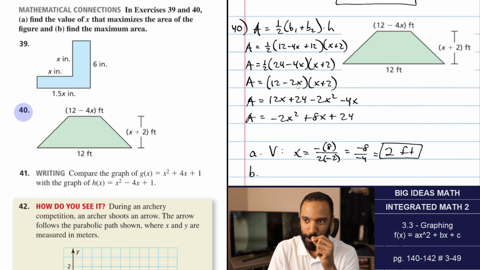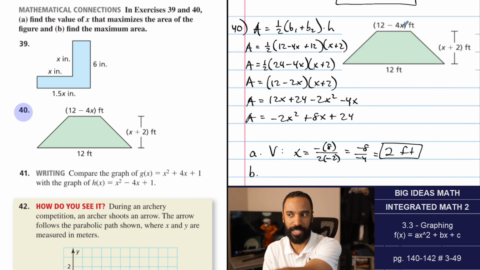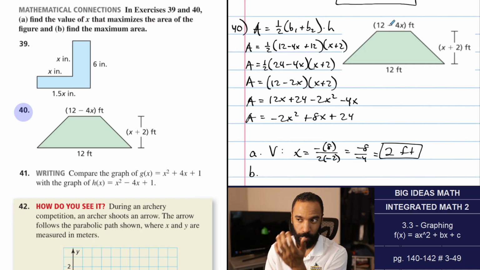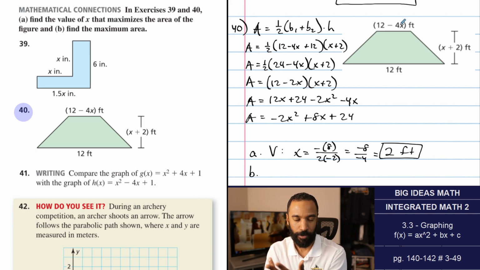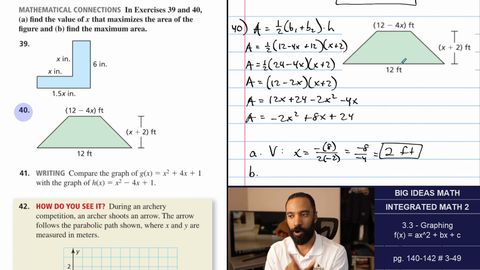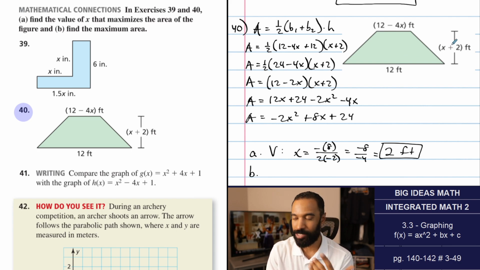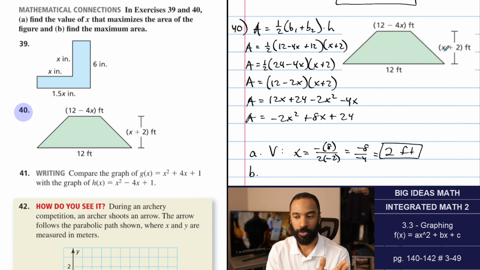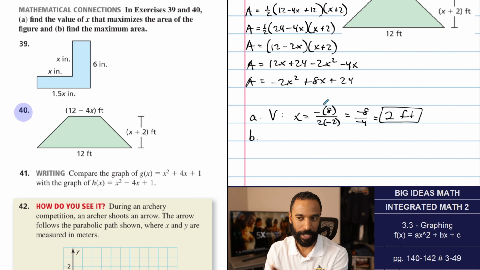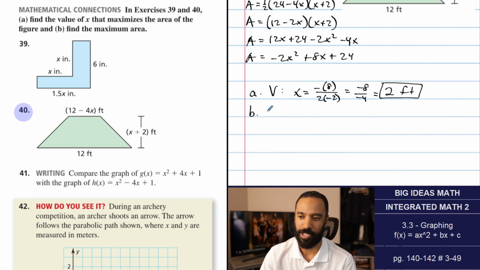Part B, find the maximum area. Now, once again, you can substitute it into here. Like, it will be 12 minus 8. 4 times 2 is 12 minus 8 is 4. 4 plus 12 is 16. Average that is 8. Times 4 is 32. We should get 32, but I'll plug it into the formula. So I probably could have done it that first time as well.